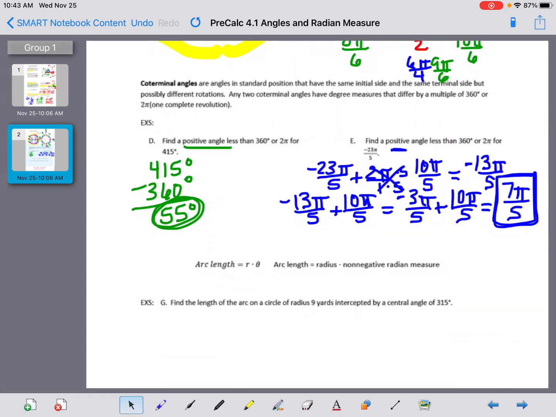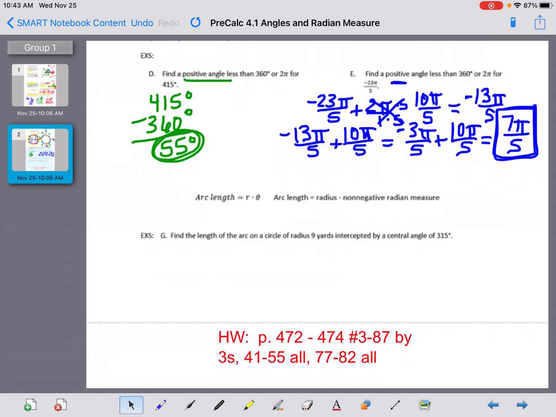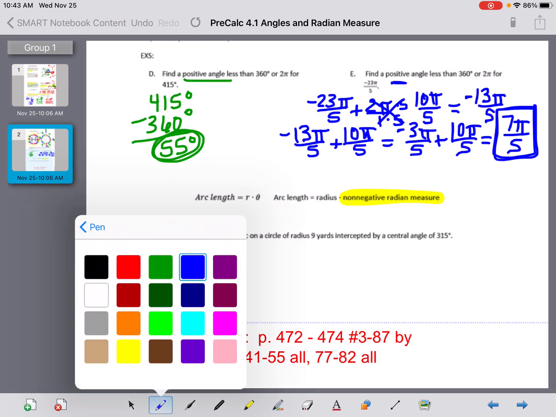All right, one more thing here. Arc length is the radius times the theta, whatever angle we have, okay? But what I need to make sure you know is, if we use this formula, it needs to be in radians, it cannot be in degrees, and it can't be negative. It needs to be positive radians to use this formula, okay? So it says, find the length of the arc on a circle of radius 9 yards, intercepted by a central angle of 315. Okay, so to find this, it's a pretty simple equation. I need the radius times the radian, but I'm not in radian yet. So let's go ahead and switch to radian, okay?